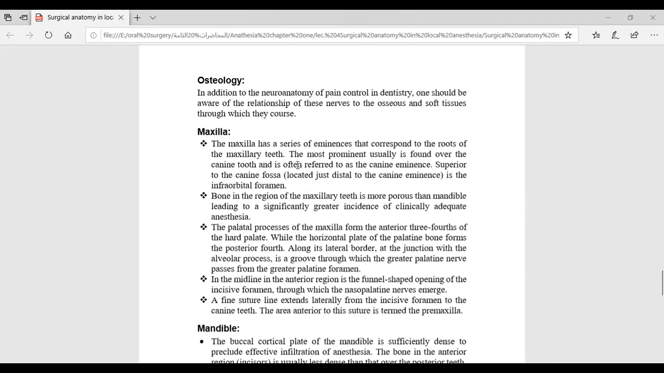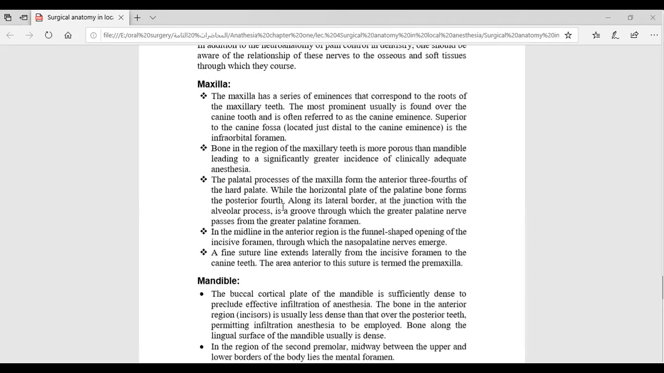طبعا located just distal to the canine eminence is the infraorbital foramen. يعني حتى نحدد منطقة الانفراorbital foramen distally للcanine eminence، عادة من تكون distally للcanine eminence راح نعرف انه هذا المكان الانفراorbital foramen. هذا الموضوع يخدمنا انه شلون نعرف ننطي بلوك للانفراorbital nerves.